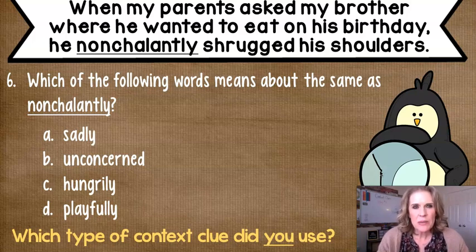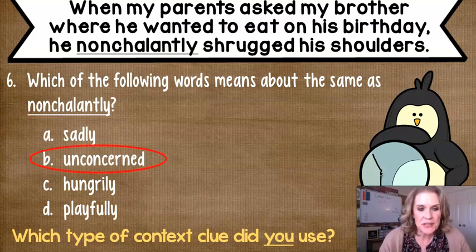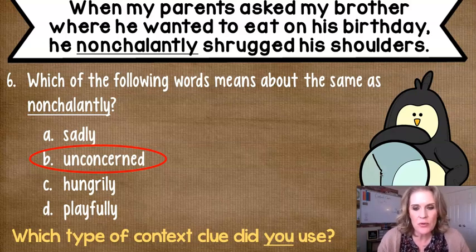When my parents asked my brother where he wanted to eat for his birthday, he nonchalantly shrugged his shoulders, right? What does that mean when somebody shrugs their shoulders? They're like, I don't know, I don't care, whatever, right? They're not sad. They're unconcerned. It means I don't care, like whatever, right? So you can make the inference based on his shrugging the shoulders that he's unconcerned. Doesn't mean hungry, doesn't mean playful.